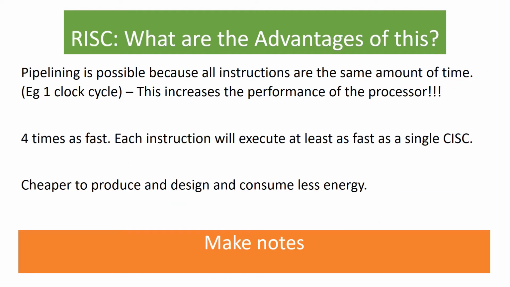One of the main advantages of this is pipelining is possible. This is because all instructions actually take the same amount of time. For example, one clock cycle, but it might not be one clock cycle. This massively increases the performance of the processor because we can use pipelining. We can almost think of it as 4 times as fast. Now remember when we were looking at the instructions, each instruction will last at least as fast as a single CISC instruction. So they are cheaper to produce and design and consume less energy.